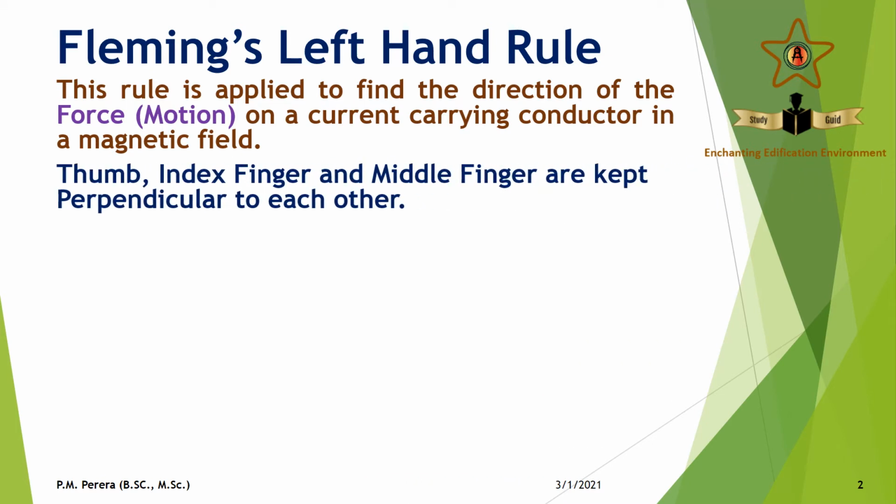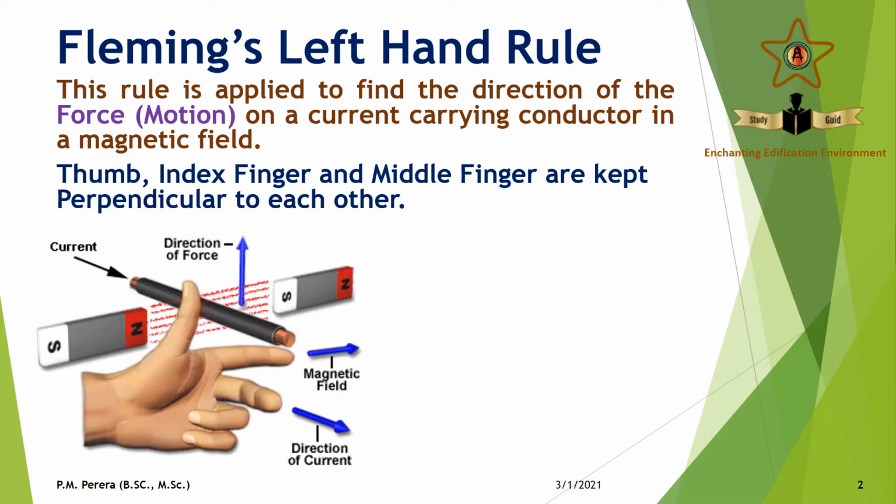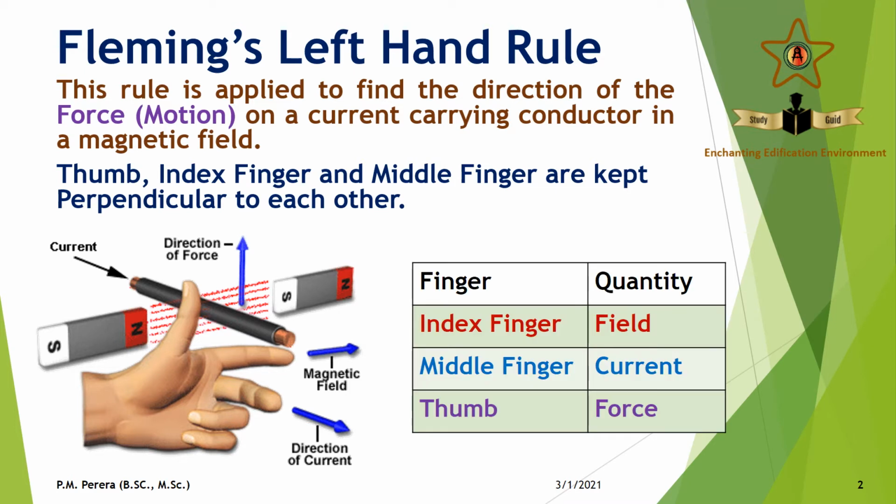Thumb, index finger and the middle finger are kept perpendicular to each other. This diagram shows the physical quantities. Index finger is directed towards the field, middle finger gives the direction of the current, and the thumb gives the direction of the force.